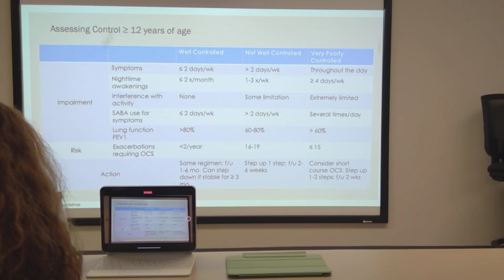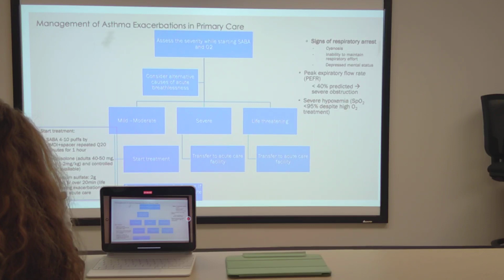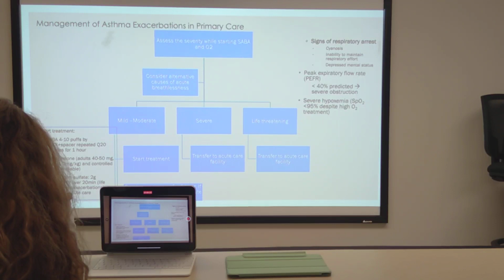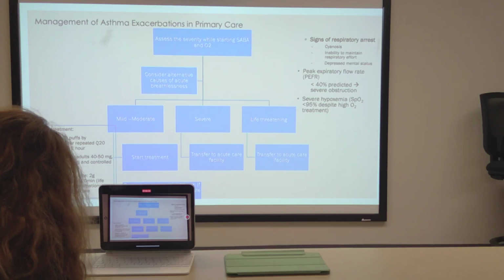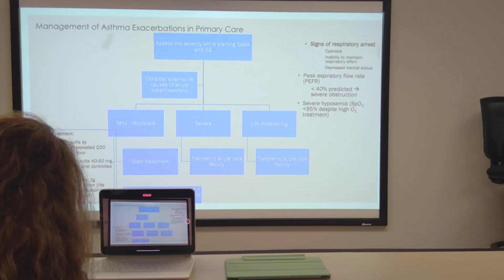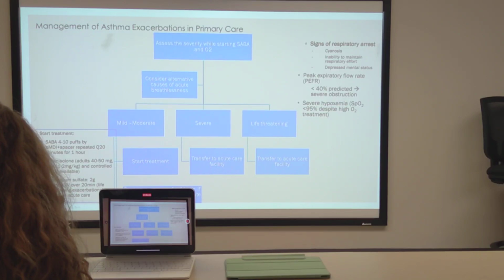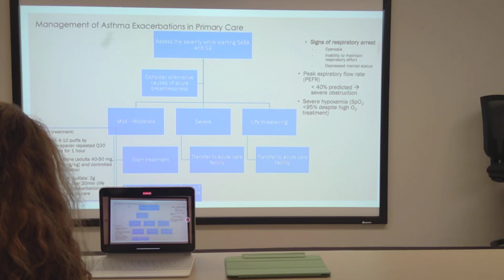Okay, looking at management of asthma exacerbation, so mainly in primary care, because I don't work in the inpatient setting. Usually once the patient is coming to you in the outpatient setting, you're assessing the severity of their asthma while also starting a short-acting beta agonist and oxygen. So those are the two things that you have to start if they're coming in and you notice that they're having an exacerbation. So you want to consider alternate causes of their acute breathlessness. This can also be an area where you start looking at differentials, right? Because the symptoms may present similarly to someone who may be having heart failure or pulmonary edema. So you want to make sure that you're ruling those things out before you're actually treating them for an asthma exacerbation. So once that's determined, you determine if it's mild, moderate, severe, or if it's life-threatening.